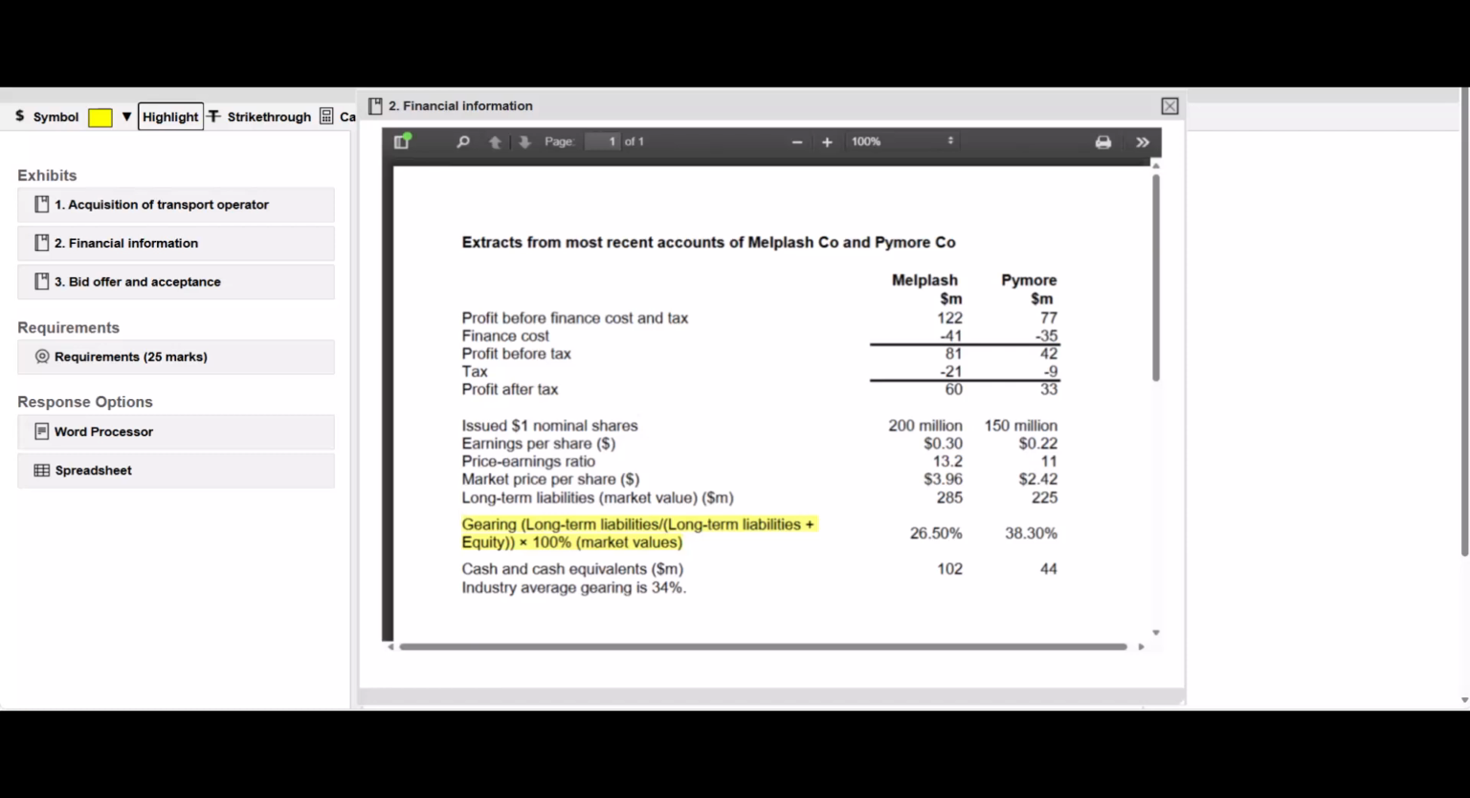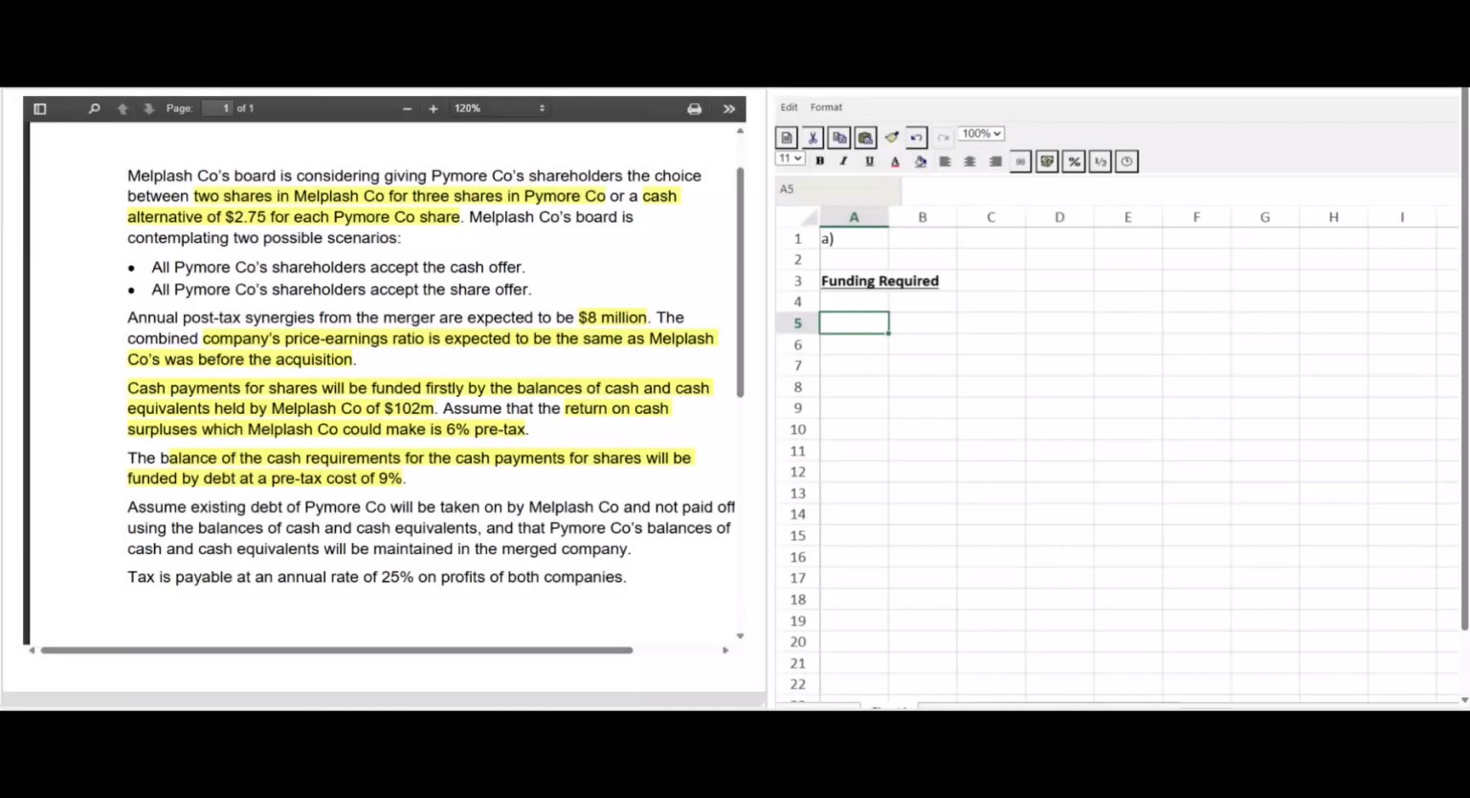So when we're calculating gearing, we need to make sure we're doing the same approach because then we can compare it to their current situation. And as we said earlier, they've got the industry average, which will be great for our discussion points later. So let's get into the calculations. And we'll begin by looking at the funding required.